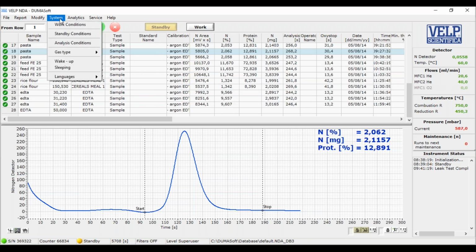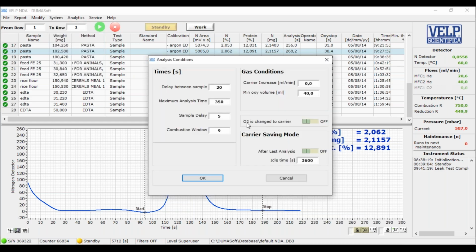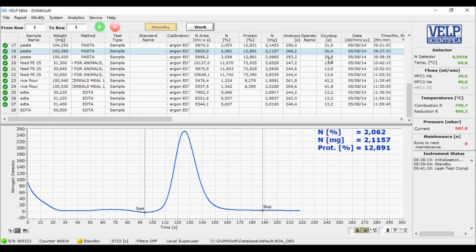You just need to go into the system menu, analysis condition. Under the voice, oxygen is changed to carrier. Move the flag from off to on. Thanks to this function, you can check both the purity of helium or argon and of the oxygen.